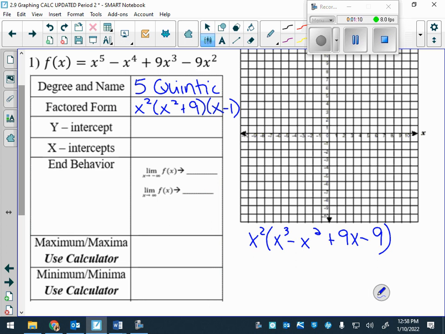Okay, what is my y-intercept, Sawyer? 0, 0. Awesome. Okay. Rosanna, what are my x-intercepts? Perfect. 0, 0, and 1, 0. Plus or minus 3i will not be your x-intercepts because you cannot see them on the graph. Okay? So these are the correct x-intercepts. 0, 0, and 1, 0. Okay? The end behavior, Wes, what would it be?